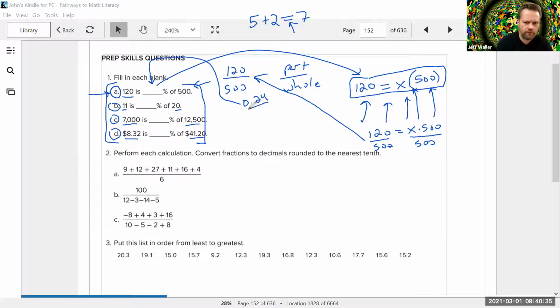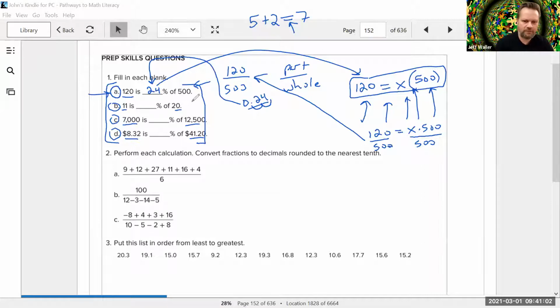0.24. How do you change it into a percent? 24%. Point two, bam, bam. 2.4. Nope, you got to move it twice, right? Yeah, because percent is per 100, two zeros. Okay. Move the decimal twice. I love it. Is everybody with me on that? It's always two movements. You just got to move it in the right direction.